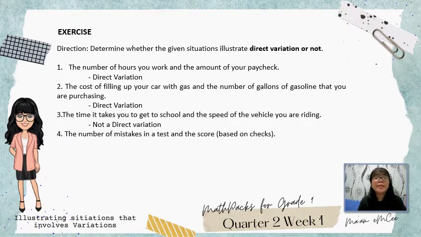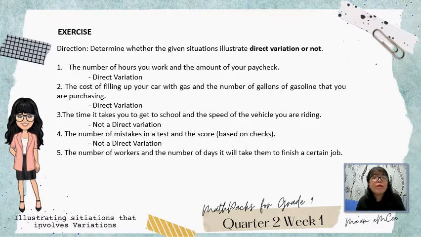So if your mistakes are many, your score is lower. If your mistakes are fewer, your score is higher. Or higher, the term is hanggod, your score is higher. Okay? So this is not direct variation. Okay?